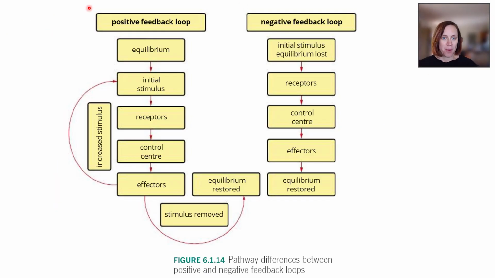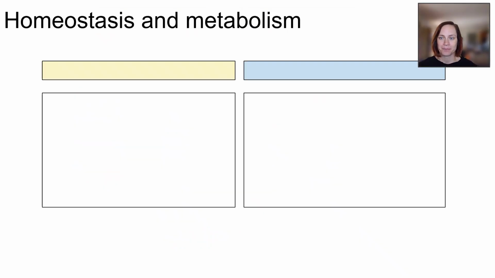So in terms of a positive feedback loop, yeah, there's equilibrium at the beginning, but it's going to completely get out of whack. Eventually, once that stimulus is removed though, there is going to be equilibrium restored. But in our negative feedback loop, we're trying to follow a bit more of a straight line path so that we are staying around that equilibrium.